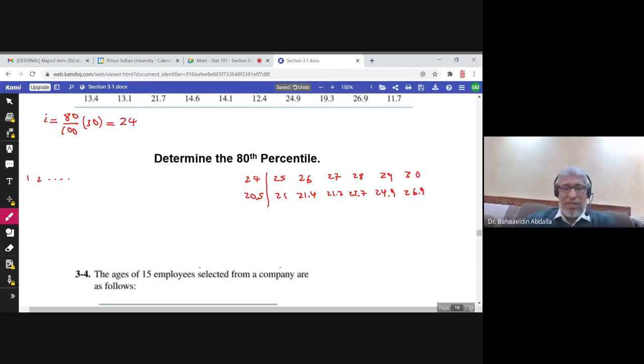For the 80th percentile, which we call P80, it is equal to the average between 20.5, which is the value in the 24th position, and the value in the 25th position. So if you add and divide by 2, the answer is 20.75. So this is the 80th percentile of this data. What does it mean? It means 20% of the data lies to the right of this number, and 80% of the data lies to the left of this number.